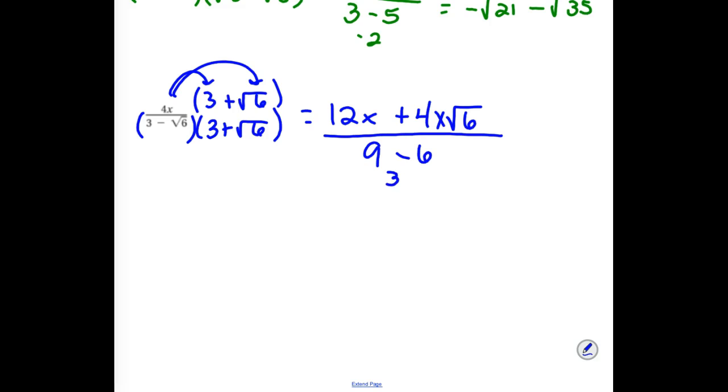Does that help us at all? We could reduce the 12x with the 3. We can't do a whole lot with the 4x root 6. 4 doesn't divide by 3. So I would take either answer. If you want to simplify it, the 12x divided by 3 would be 4x. And then we're going to have 4/3 x root 6 for the second part. Okay? But I would also take 12x plus 4x root 6 all divided by 3. That's fine too. If both things can be reduced, we usually reduce it. If only one can be, then that's your choice. Okay?